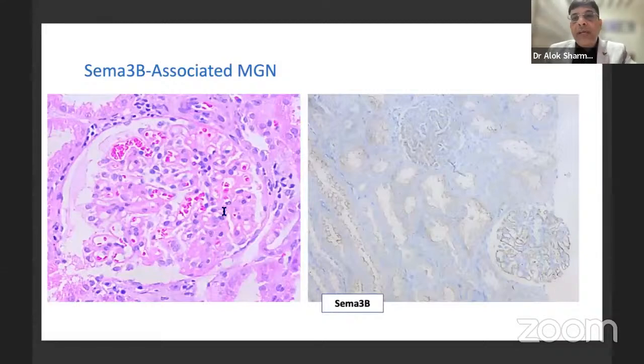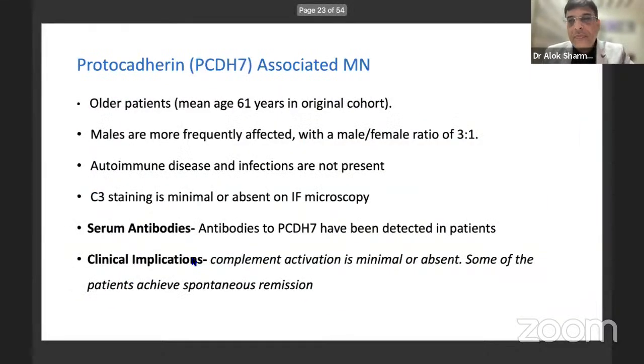So this is from one of our own cases. Semaphorin, you can see that glomerulus, which is staining fine granular staining along the GBMs. And there is no difference in the morphology. Everything looks the same, but it's only the target antigen which is different in these cases. Another antigen is protocadherin 7.